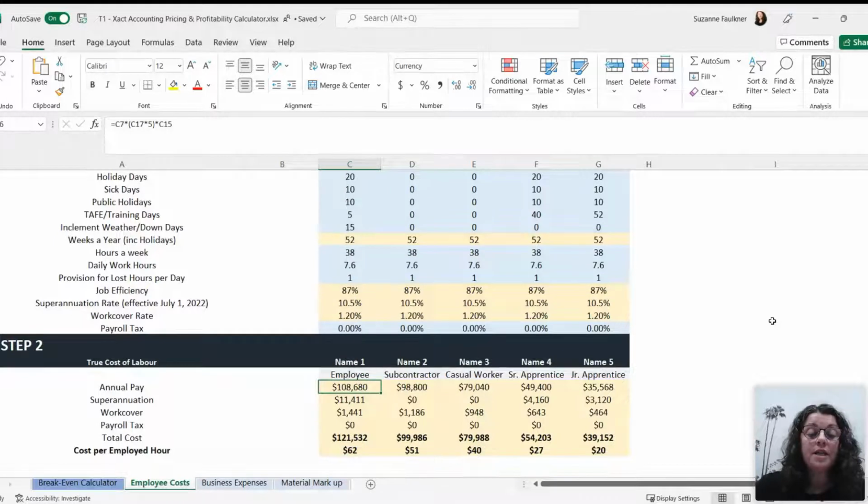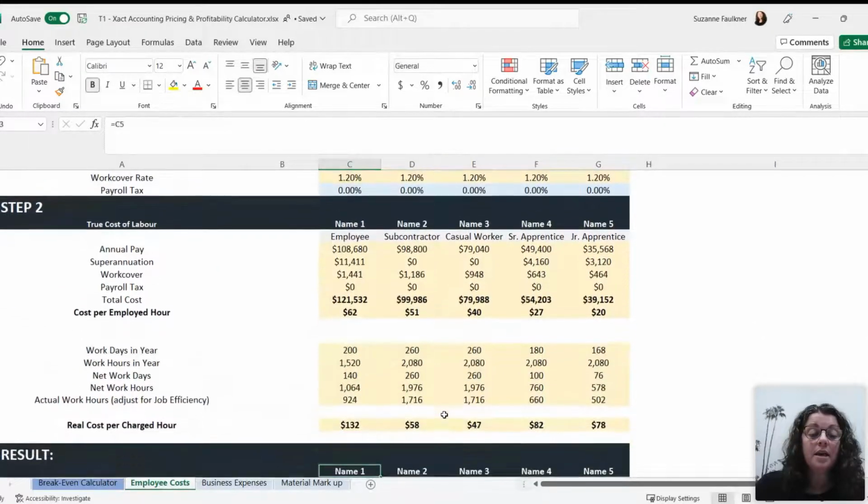So we've worked out then at $55 per hour, our employee's annual rate is $108,680. We've put in our super at 10.5. We've put in our work cover, which gives us a raw cost for this employee of $121,500 per year. And then we've worked out, based on the number of hours available for this particular employee to work, that their cost to us is $62 per hour.